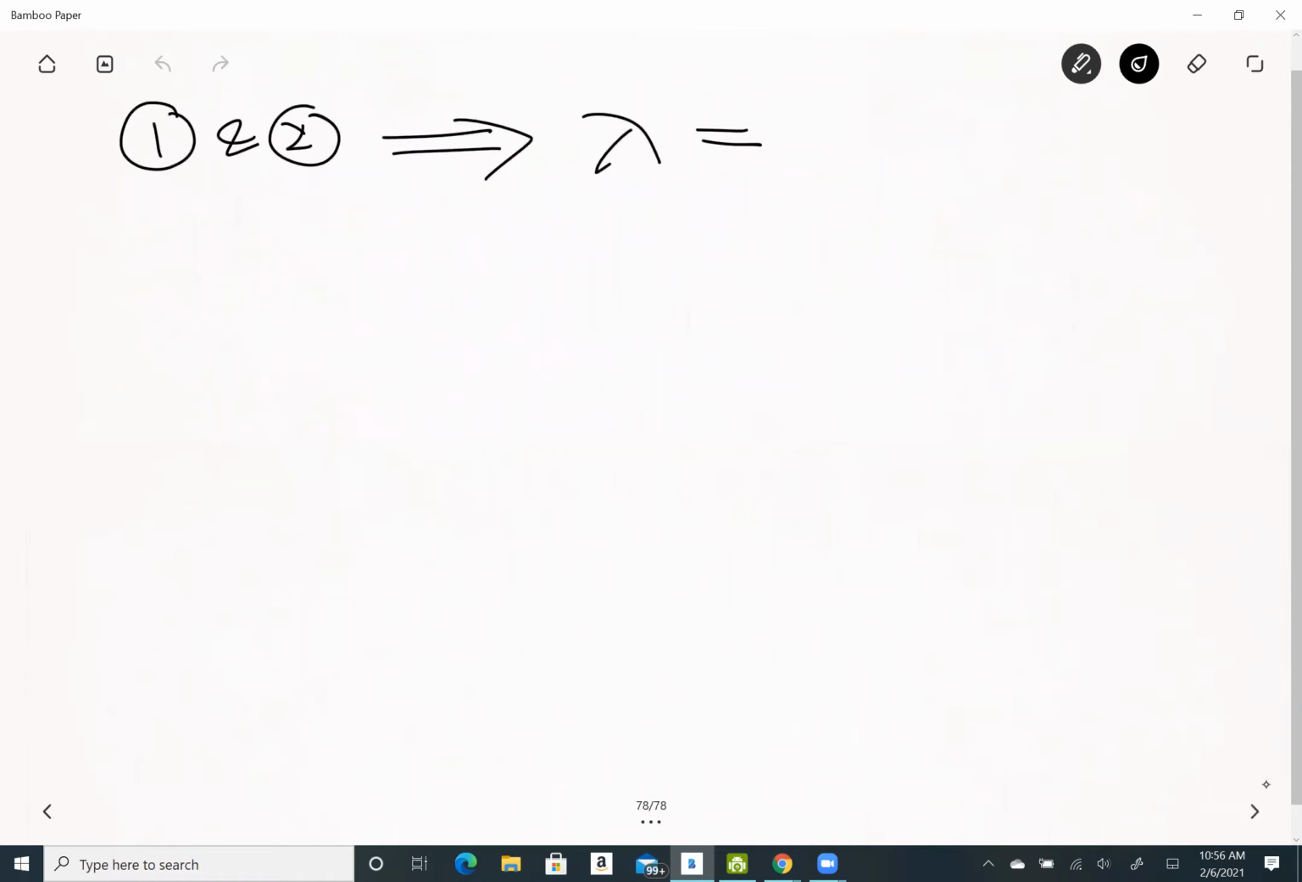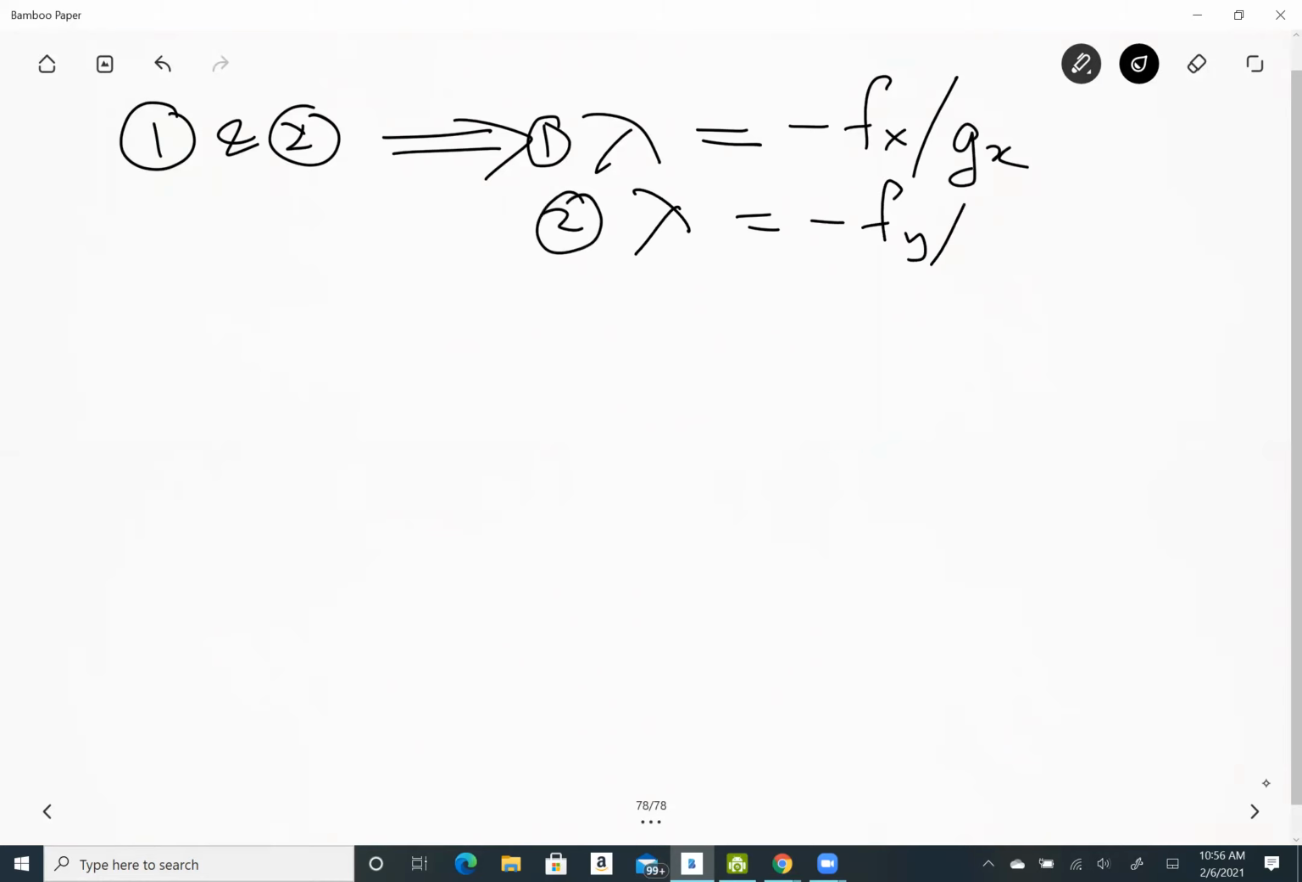From 1 first. So lambda equal to what? Just look at the equation number 1. Lambda is equal to negative fx divided by gx. All right. Similarly, from number 2, I got lambda equal to what? Negative fy over gy.